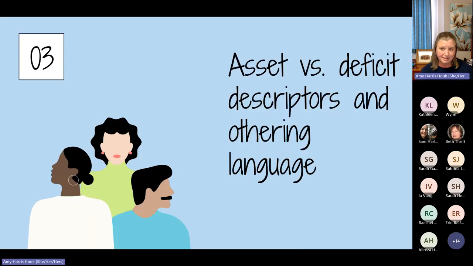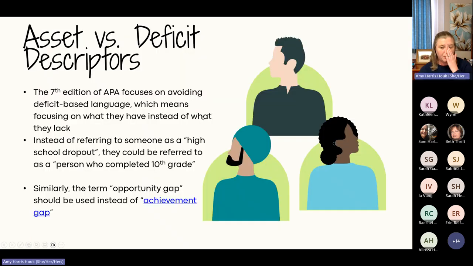Next, we're going to talk about asset versus deficit descriptors and othering language. Here we go. So one thing that I think is really interesting in the seventh edition, so this is more of a 2020 update, is to use asset-based descriptors, talking about what people have instead of what they lack. So instead of referring to someone as a high school dropout, you would refer to them as a person who completed 10th grade. Instead of focusing on what they didn't do, we're focusing on what they did do, which is complete the 10th grade.